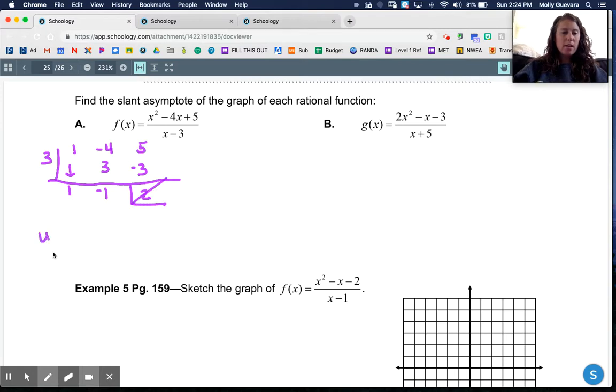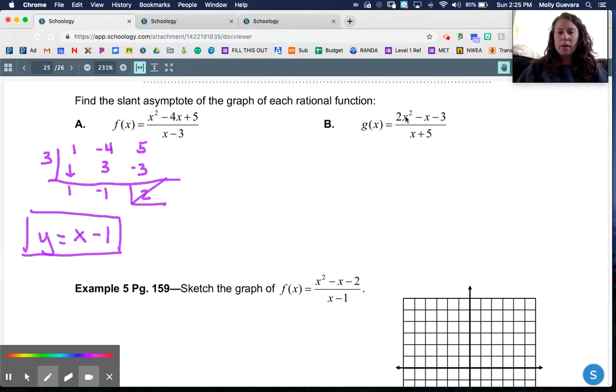And so the equation of the slant asymptote, it started with x squared, so this will be 1x minus 1. And that is the equation of my slant asymptote. And is that a line that we can graph? Yeah, you betcha. I know how to graph that line. So go ahead and find the equation of the slant asymptote for B, and when you're ready to review it, just hit play.